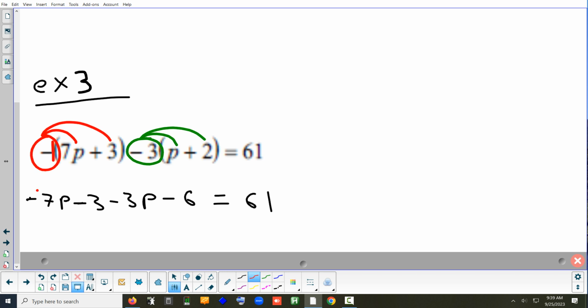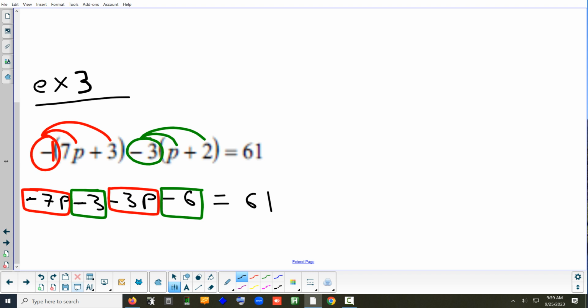Let's start with the negative 7p. What can that be combined with? Negative 3p. How about negative 3? Negative 6. So remember, when we combine like terms, we're not doing the opposite. You're just taking what you have and putting it together. So you have negative 7p and negative 3p. Negative 10p. Think about if you combine negative 7 with negative 3 and you add them together. That's negative 10. And we put the p on.